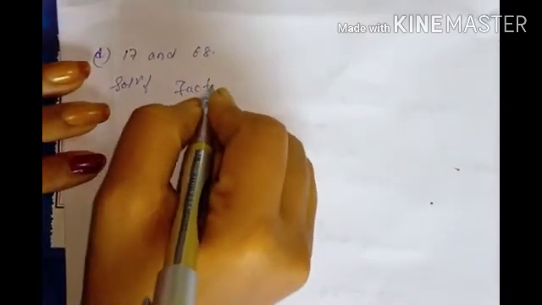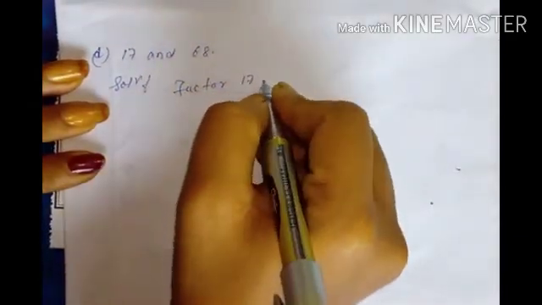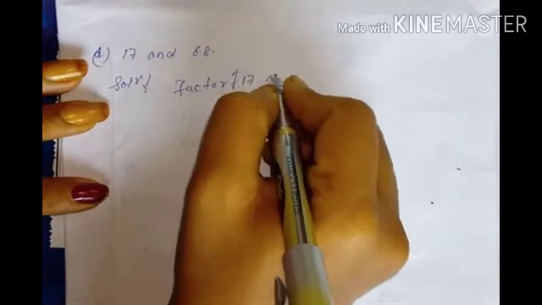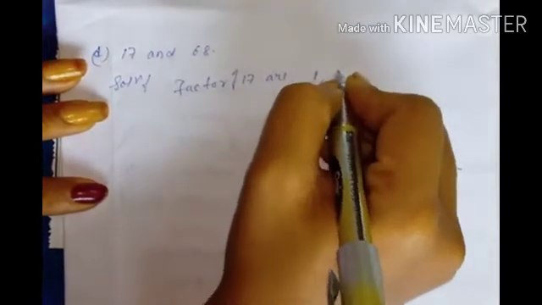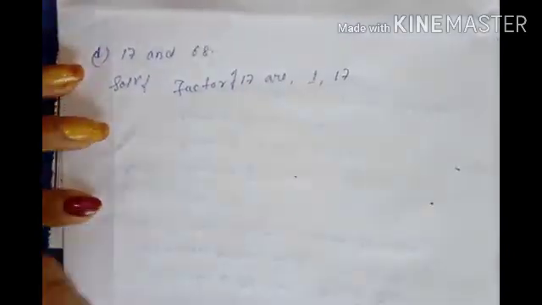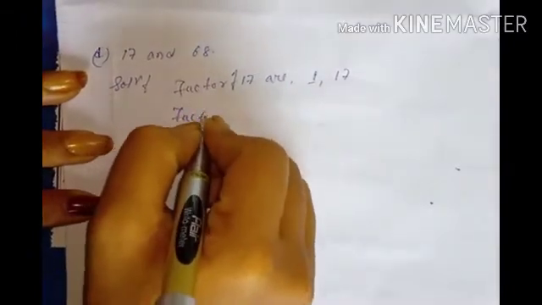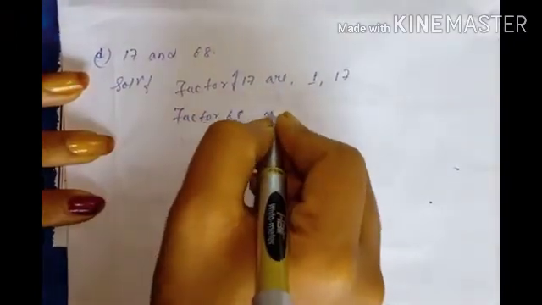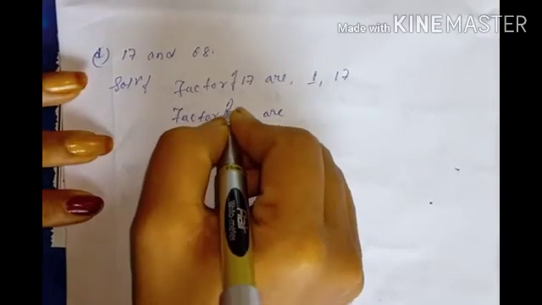I will show question number D. C, you try yourself. C is homework. 17 and 68. Now factors of 17 are 1 and 17 only, because 17 is a prime number. Now factors of 68.